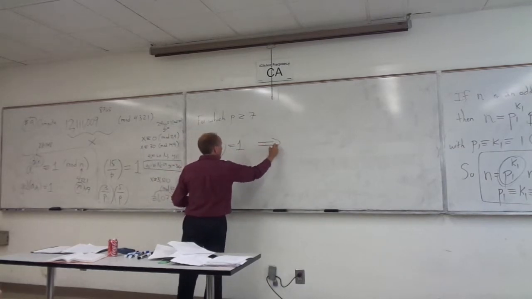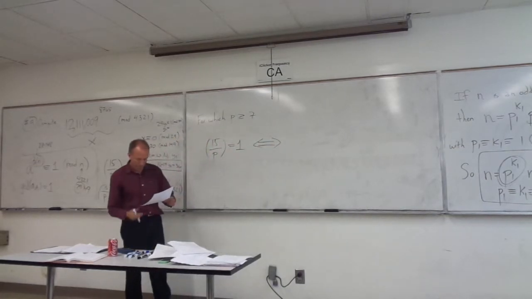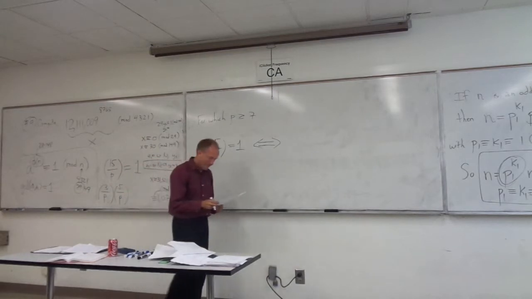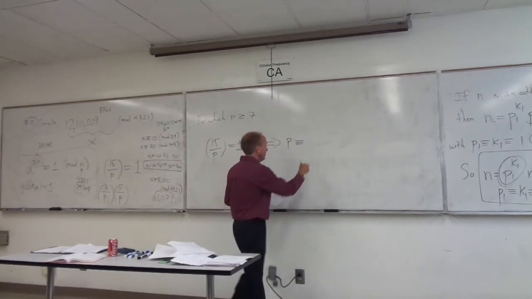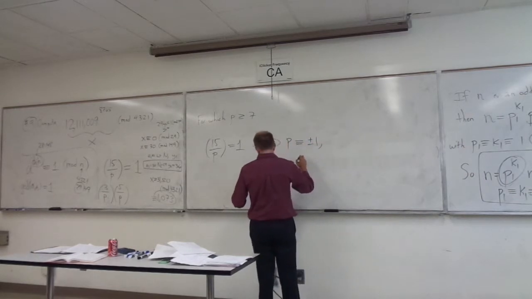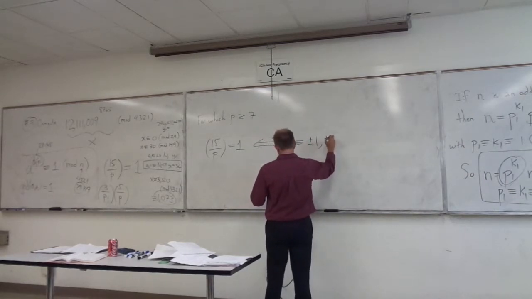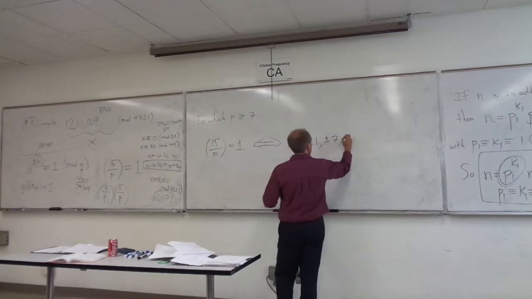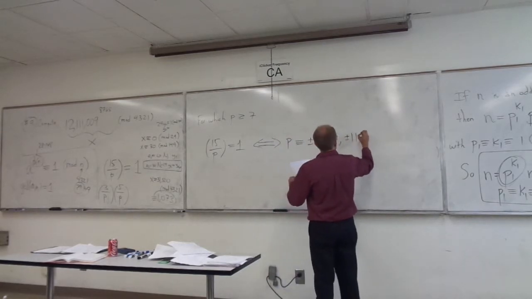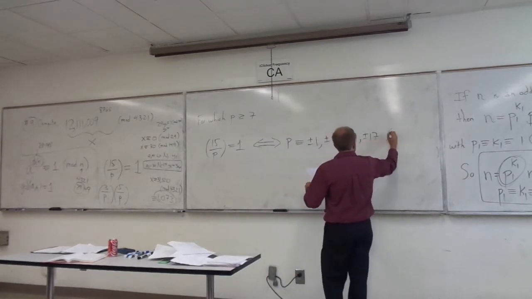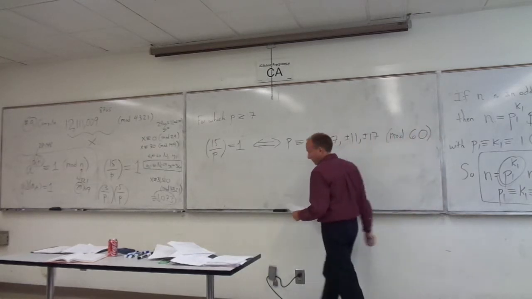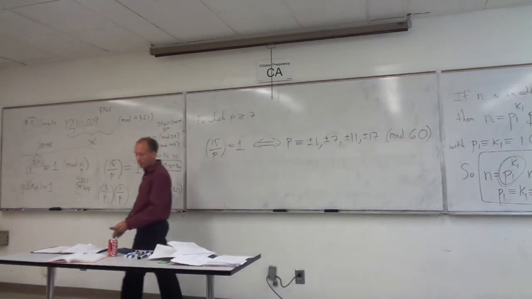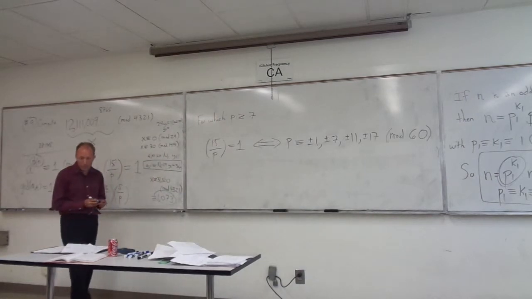And the answer is, if and only if p is congruent to plus or minus 1, plus or minus 7, plus or minus 11, or plus or minus 17 mod 60. It's a lot of cases. It is a lot of cases, that is right.